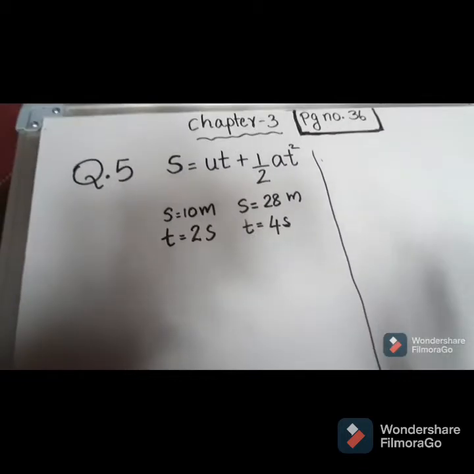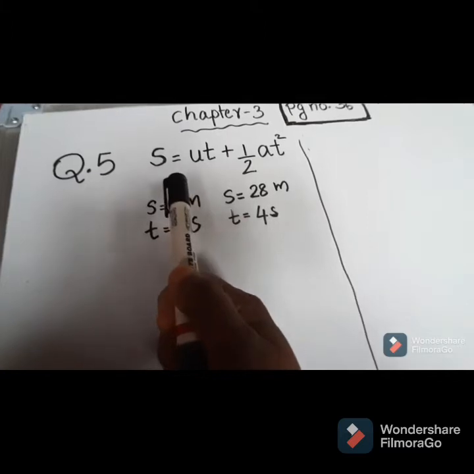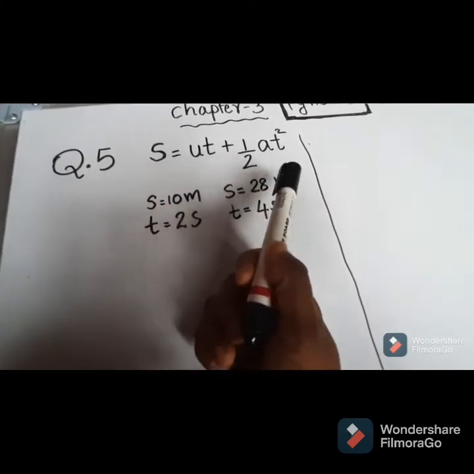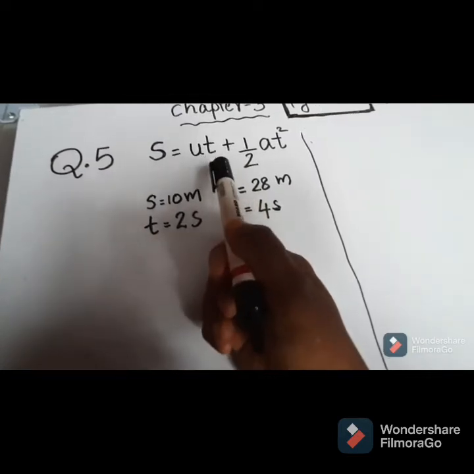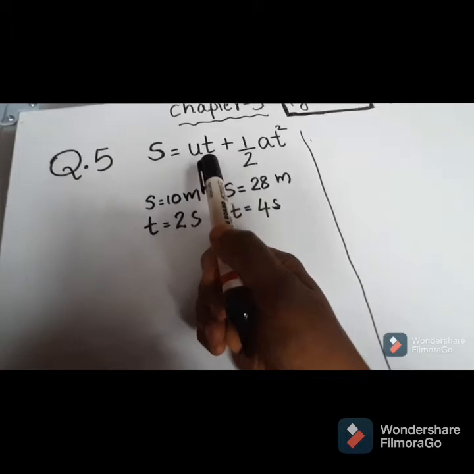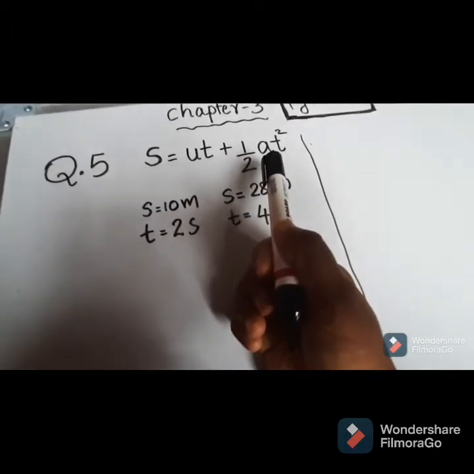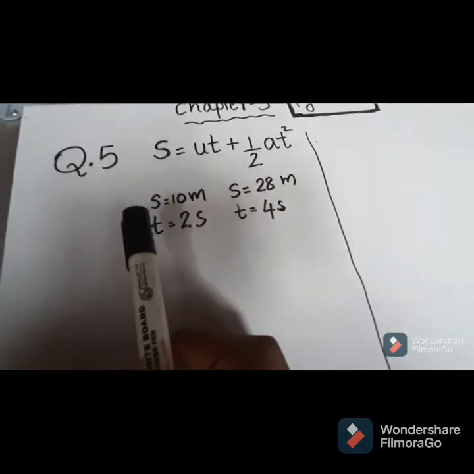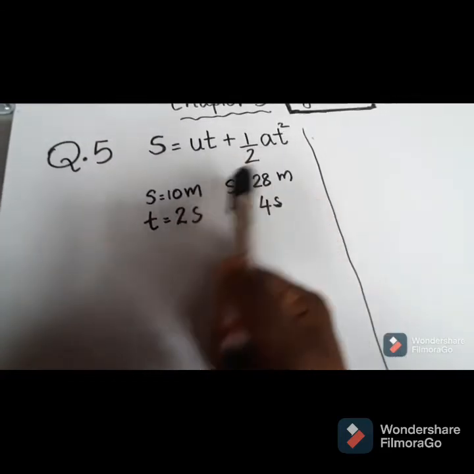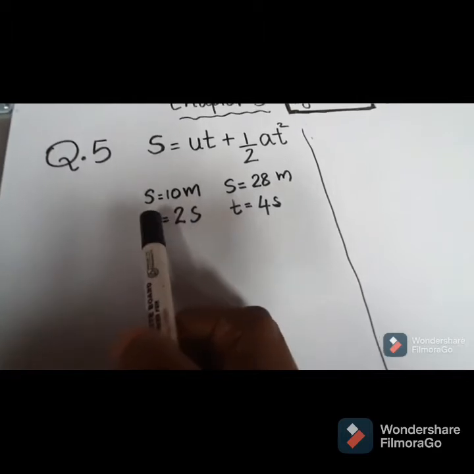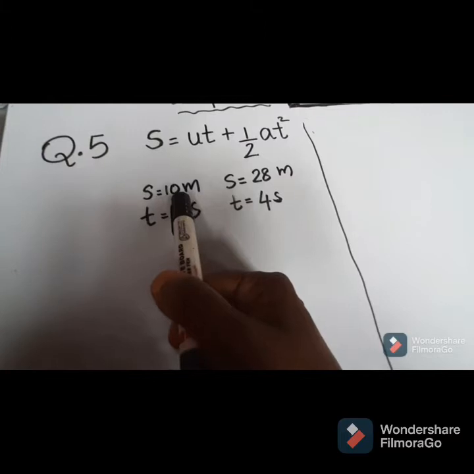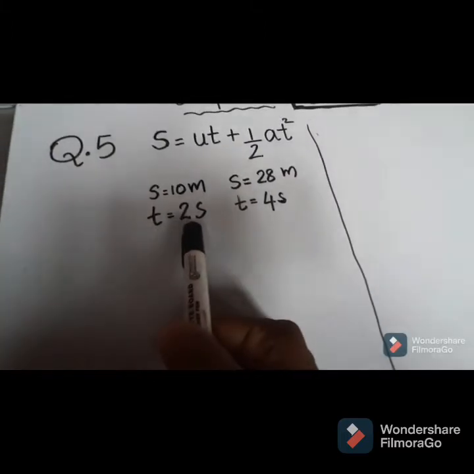Here they are given the formula for distance: S equal to ut plus half at square. T is time, u is the initial velocity or speed, and a is the acceleration. So we want u and a. Here the two situations they are given. One is distance travelled is 10 meters in 2 seconds.